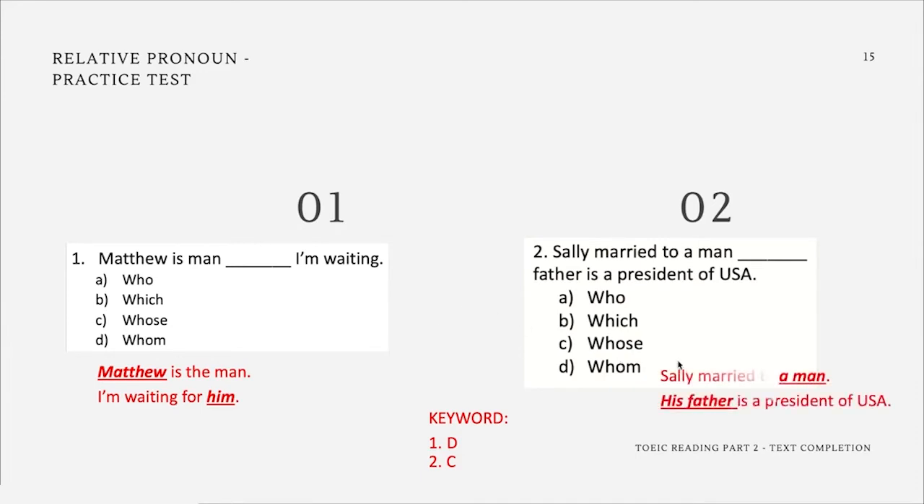The second part would be: Sally married a man, blah blah blah, father is the president of the USA. So pay attention that we should delete the possessive for the man itself. It should be: Sally married a man. Full stop. His father is the president of the USA. So we just change it into this one: Sally married a man whose father is the president of the USA. Why is it so? Because his father over here refers to a man. Jadi ayahnya. So we should use whose.